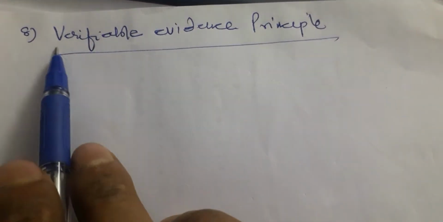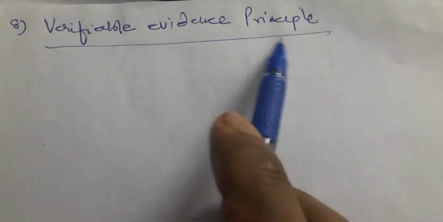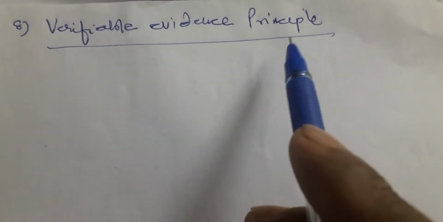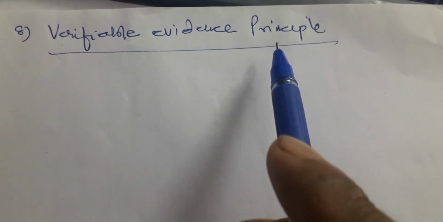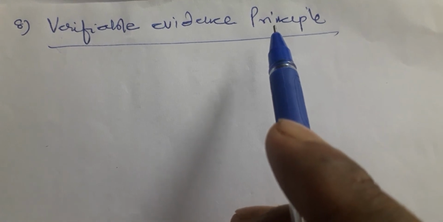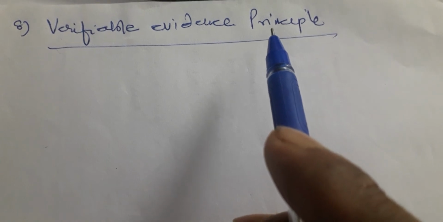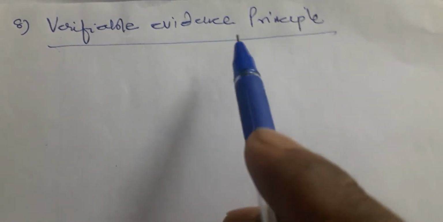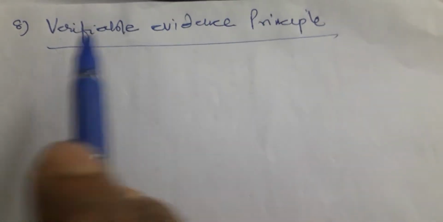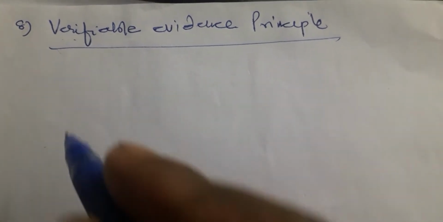The eighth type of accounting principle is the verifiable evidence principle. As the name suggests, this principle lays stress on maintaining a proper record in the books of account. Every transaction must be supported by proper documents. Documents which act as an evidence, a proof which can be verified.